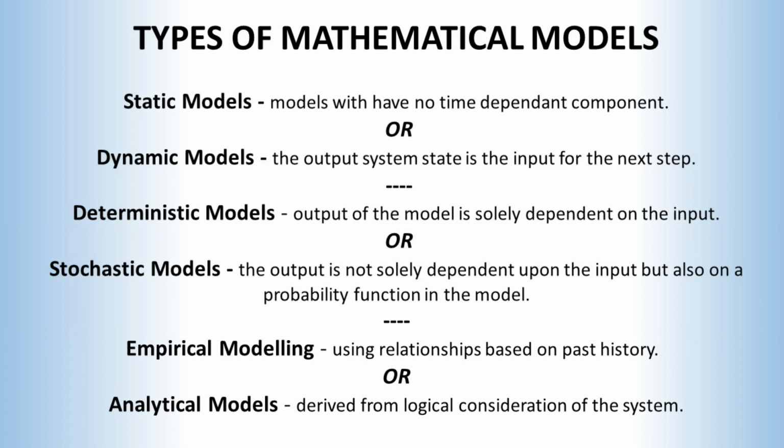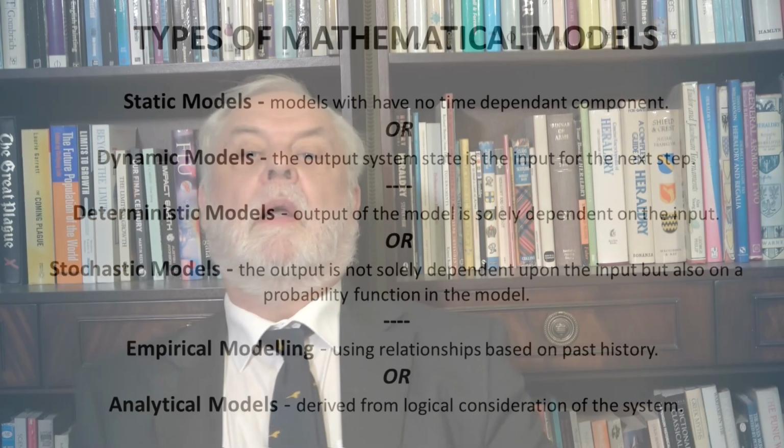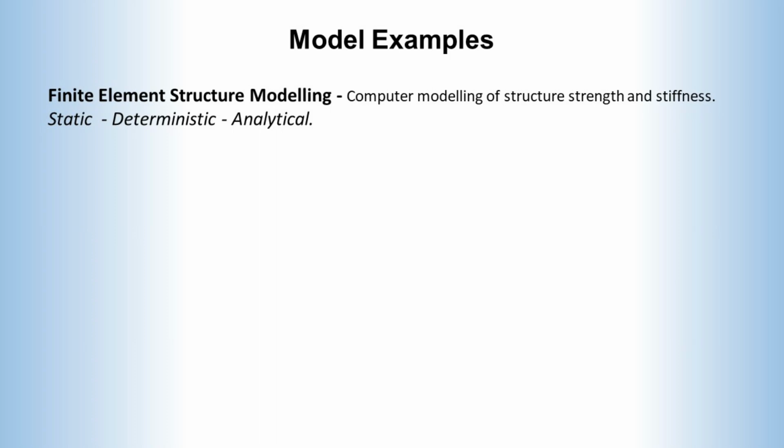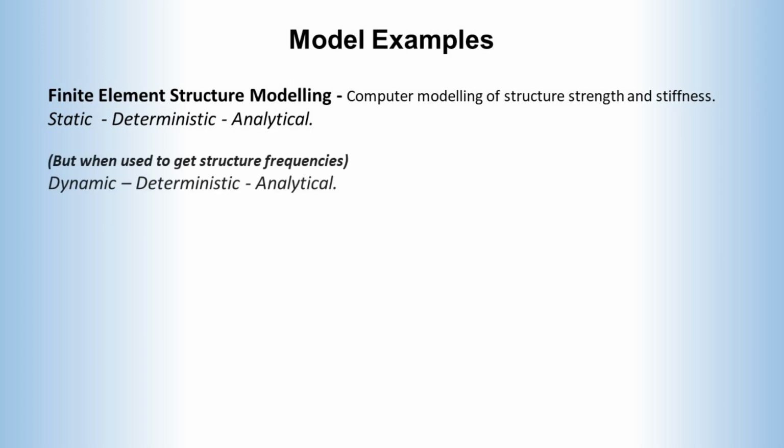So here we have three distinguishing features that we can use to categorise mathematical models. Having established these three categories, let's look at a few examples. A finite element model of a structure to establish stress within it is a static model. There's no time element. It is deterministic as it gives a single answer, and analytic as it uses our understanding of material behaviour. However, when these models are used to explore the structure's resonant frequency, then they become dynamic models.